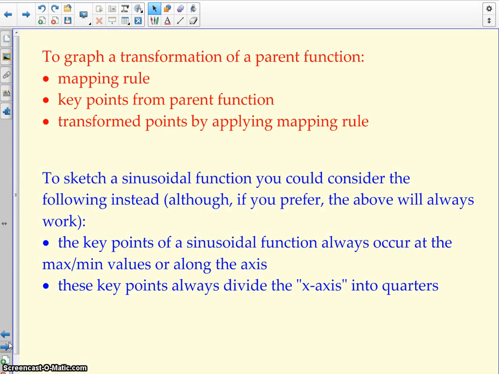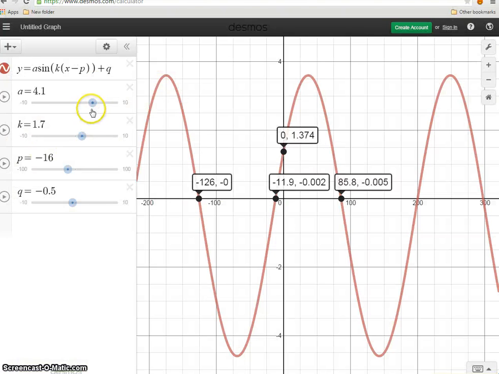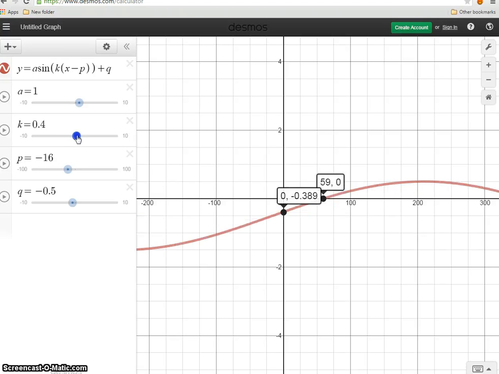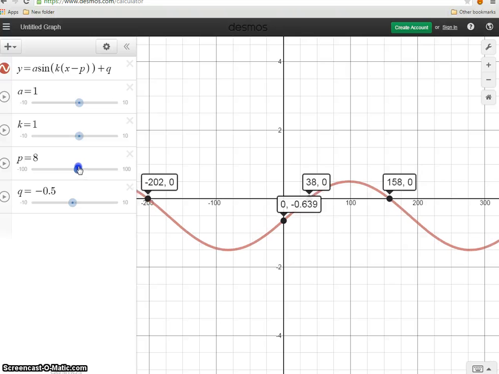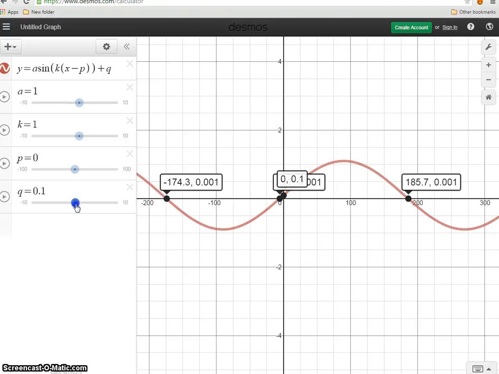Okay, so again, to recap what we did last class, we graphed transformations using mapping rules, key points, and image points. What we can do instead, and again, I'm not going to force you to use one way over the other, but this could be a potentially faster way. If we remember that all the key points that we chose in the sinusoidal function always occurred at the maximum, minimum, or on the axis, then if we just know where those key points are going, we have everything that we need to create our new graph.